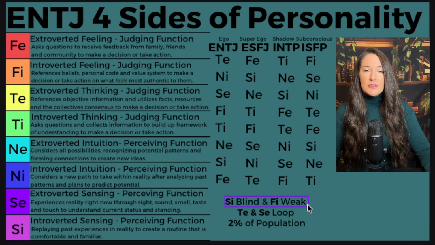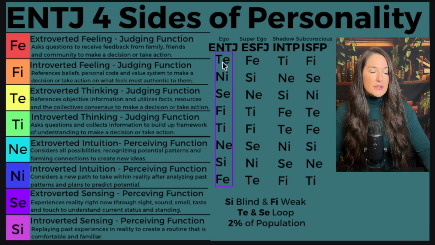On the bottom, I have some tips and reminders. For the ENTJ, they are Si blind and Fi weak, and the main loop that they get stuck in is TeSe. These people are only about 2% of the population, so they're pretty rare. Not everyone might know an ENTJ personally. You might know of an ENTJ, but knowing them personally is not going to be a majority.